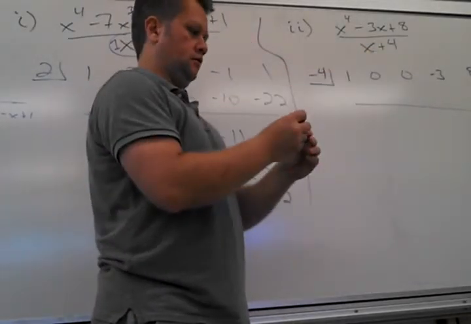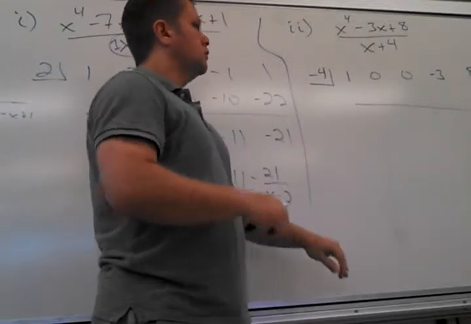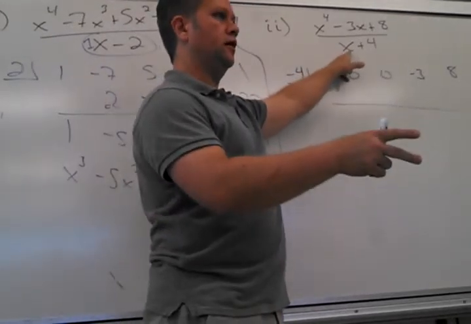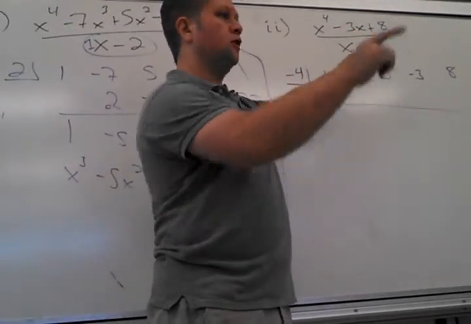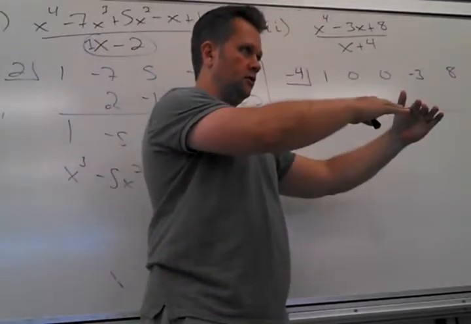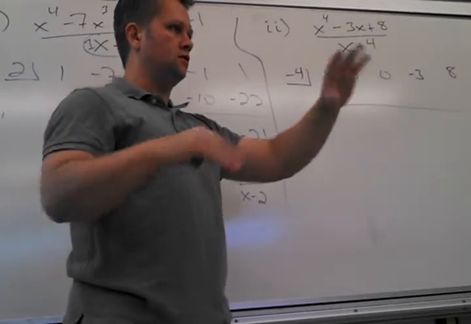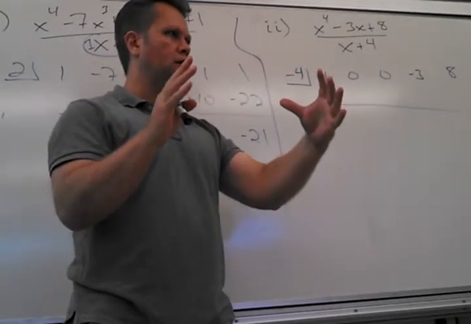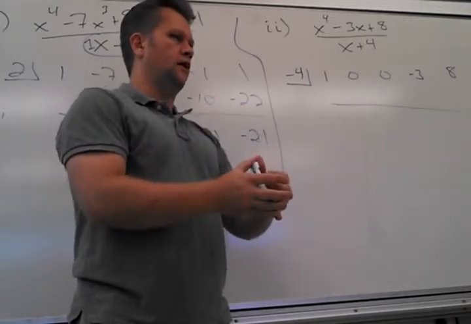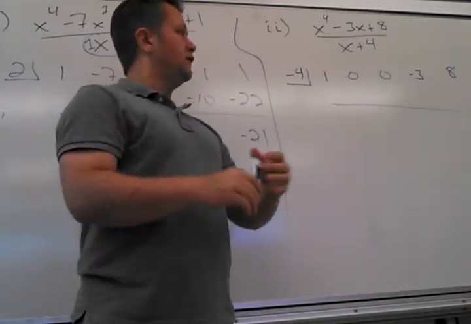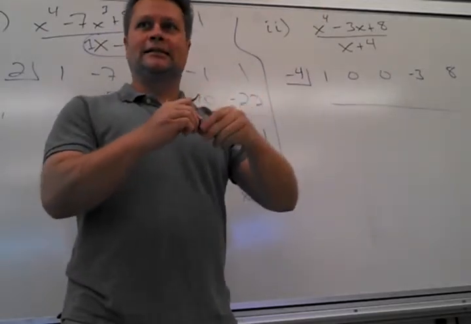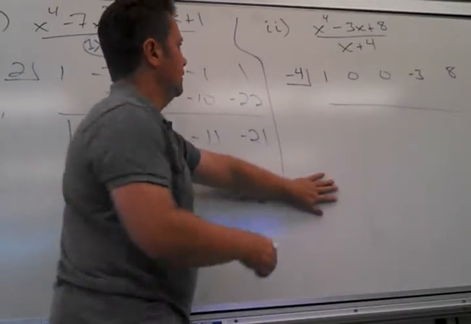If that wasn't a linear divisor, you'd have to do long division. If it was like x squared plus 4, I'd have to do long division. If it was x squared minus 4, I could divide by x plus 2 and then divide the result by x minus 2. So there are ways around it if you can factor what's on the bottom. If you can't factor it, you're stuck with long division. You can even do synthetic division with complex numbers. Or not, you don't have to.